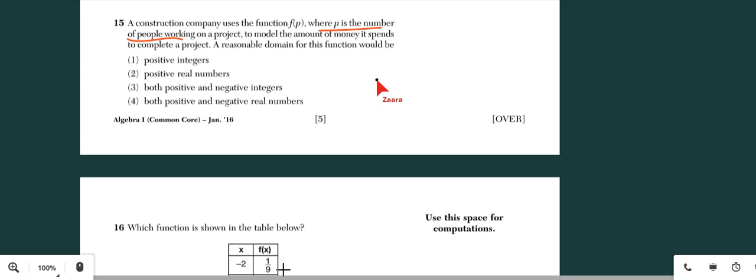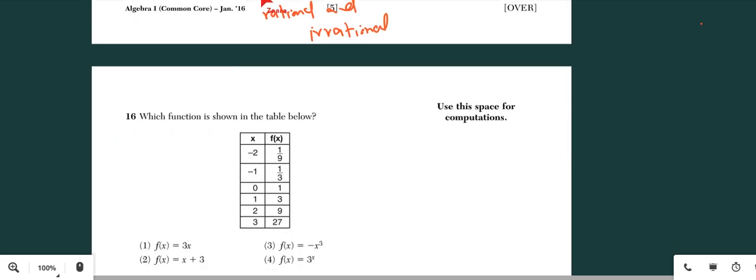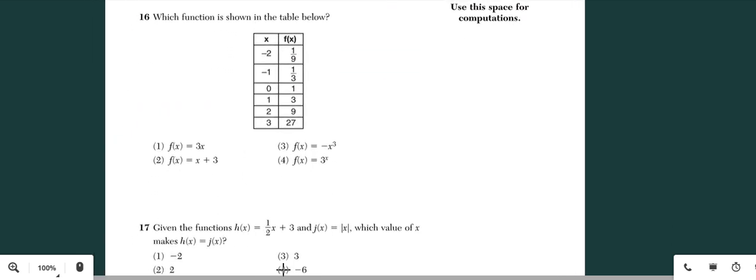Real numbers include rational and irrational numbers. So they cannot be real numbers, but it would be very easy: the positive integers only. Because in positive integers we start with 1, 2, 3, and so on, or you can equivalently say the set of natural numbers. Look at the next one.